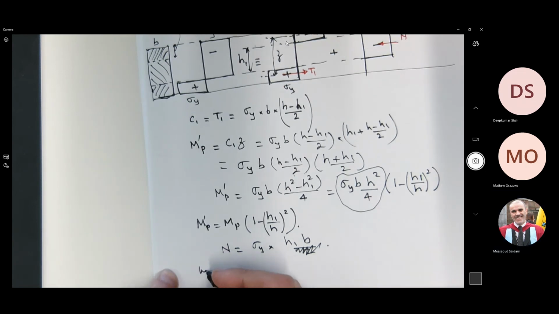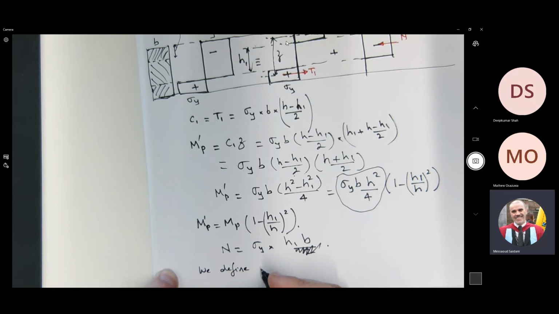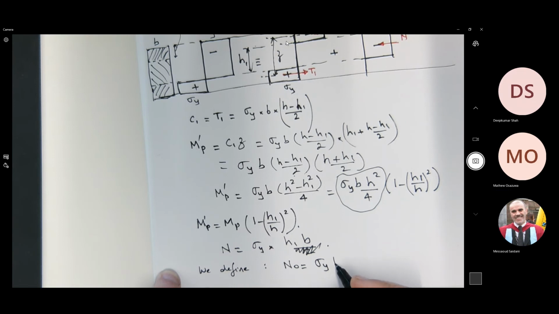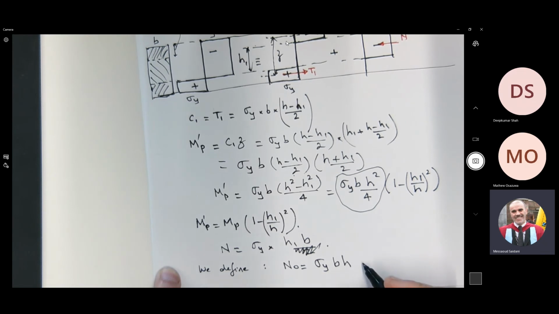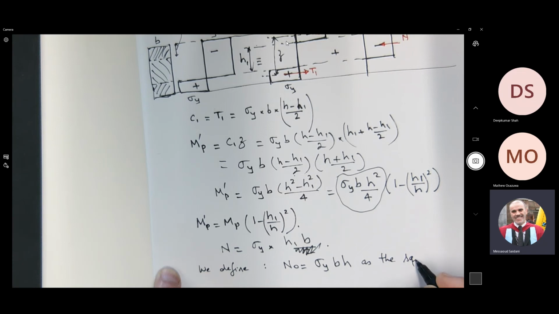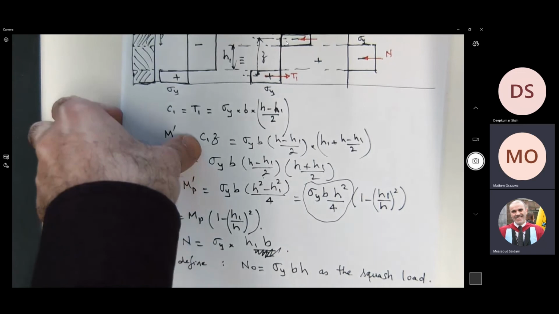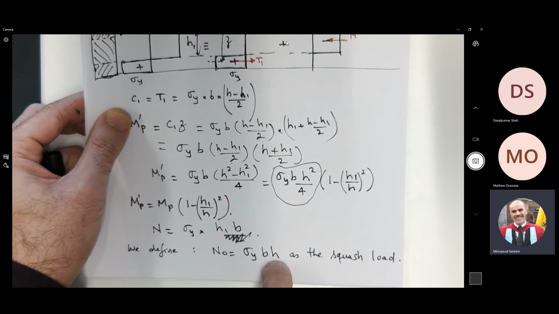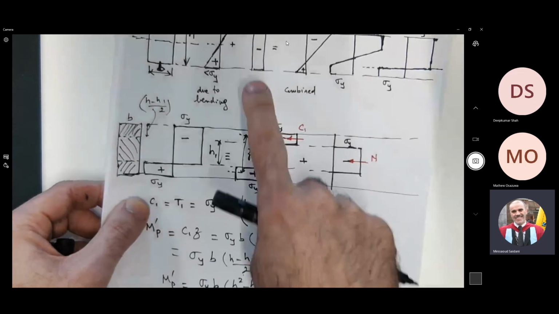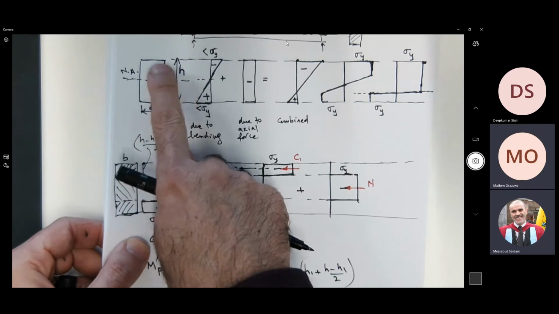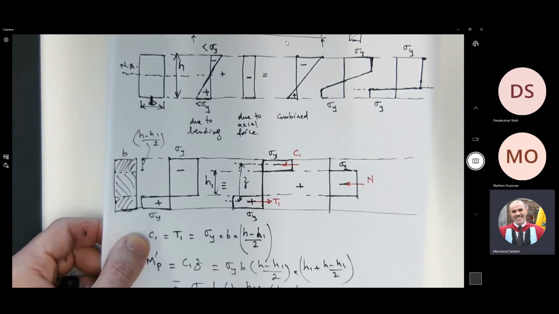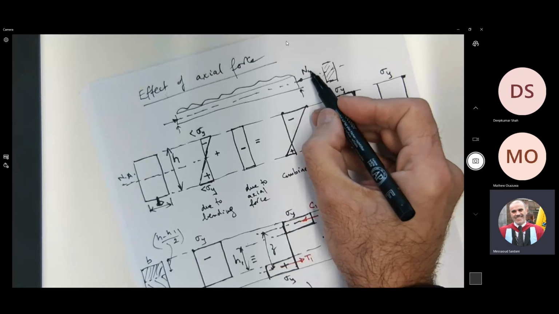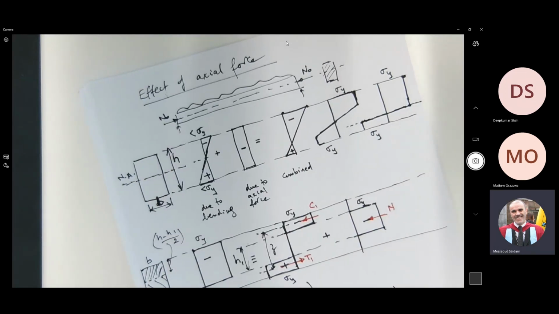We define N0 as sigma y BH, the squash load. This is the axial force acting on the entire section, because BH is the entire section. You agree? So N0 will be the axial force that acts on the entire section. Do you understand me?